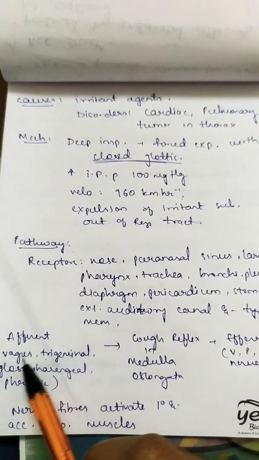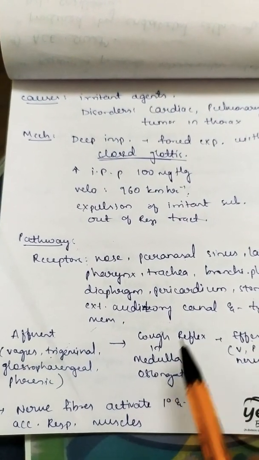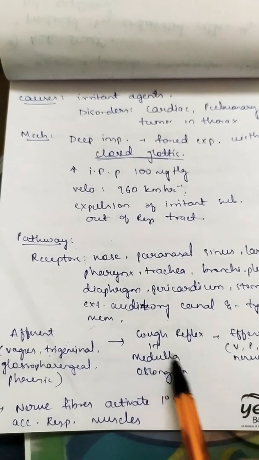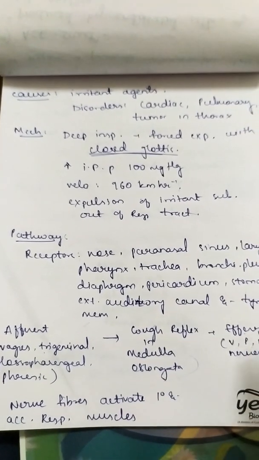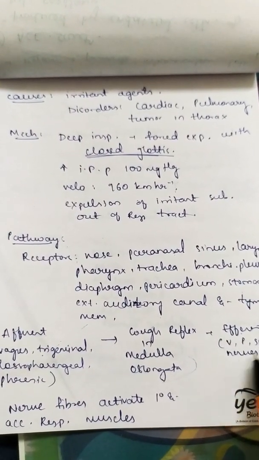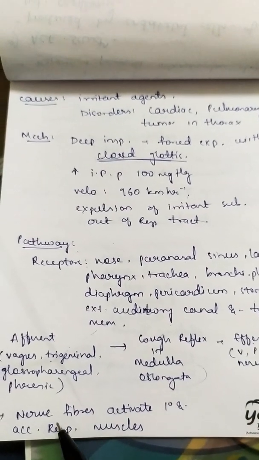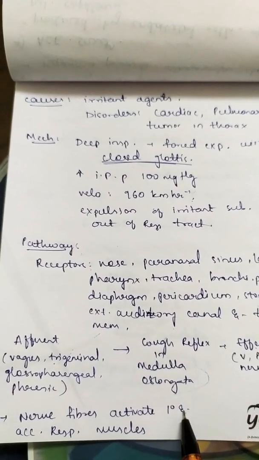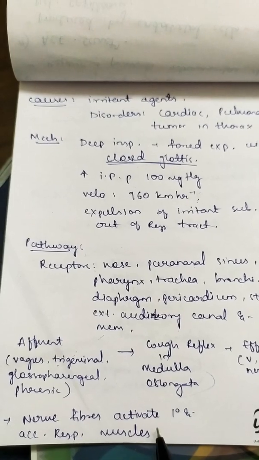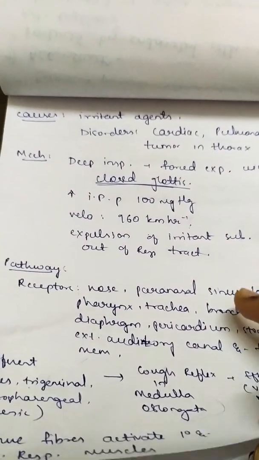Afferents are carried by vagus, trigeminal, glossopharyngeal and phrenic nerves. The cough reflex center is present in the medulla oblongata. Efferents are vagus, phrenic and spinal nerves. These efferent nerve fibers are going to activate the primary and accessory respiratory muscles in our body, and thus we have the cough reflex.